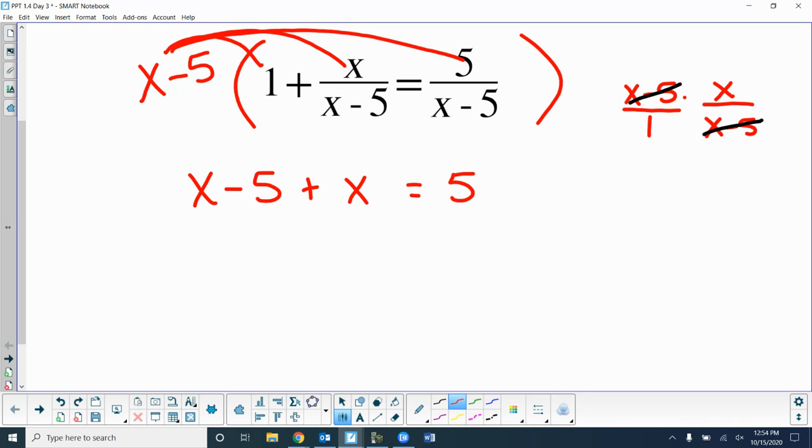Does that make sense? Some of us were struggling with that a little bit when we started doing that last night. Okay, so the reason we're multiplying by the common denominator is to get rid of those denominators. Then we'll have no fractions anymore, and it's a pretty easy problem to finish now. We're going to do x plus x, like terms, that's 2x. And then solve for x, get x by itself.